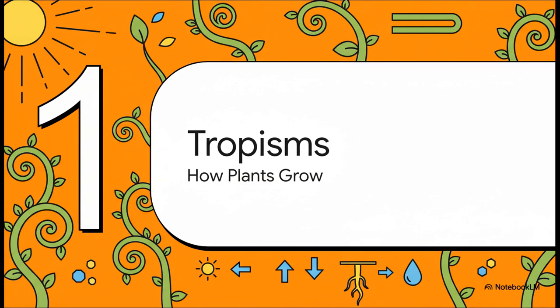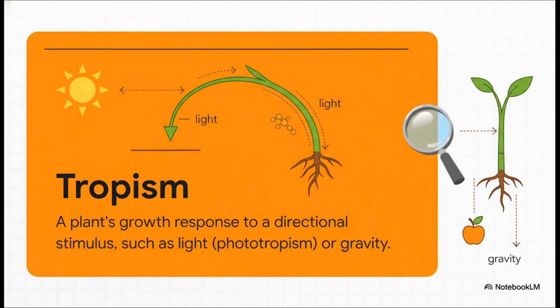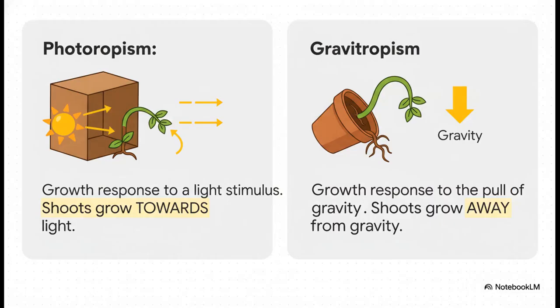You can think of tropisms as the secret rule book that plants follow, telling them how to move and grow to get exactly what they need from the world around them. So what even is a tropism? In simple terms, it's just how a plant grows, either towards or away from something in its environment, a stimulus. It's like a built-in instruction. If you sense light over there, grow in that direction. And for your GCSEs, there are two big ones you need to know.